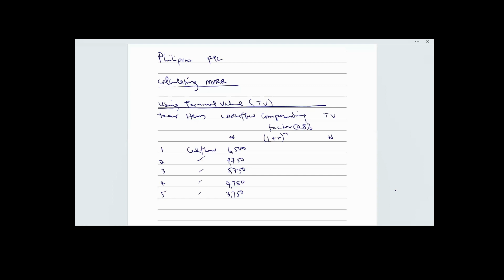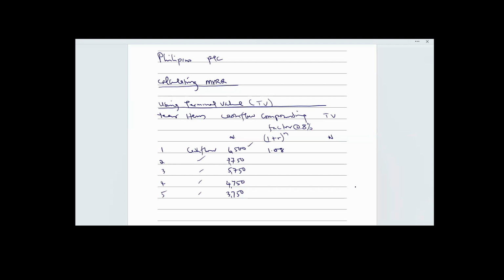So I need to calculate my compounding factor. The cost of capital we are to use is 8%, so I would say 1.08 raised to power n. Pay attention to this. Remember, the assumption behind modified internal rate of return is that the cash flow generated by the project should be reinvested at the company cost of capital, which means that the cash flow of year one, I want to reinvest it.